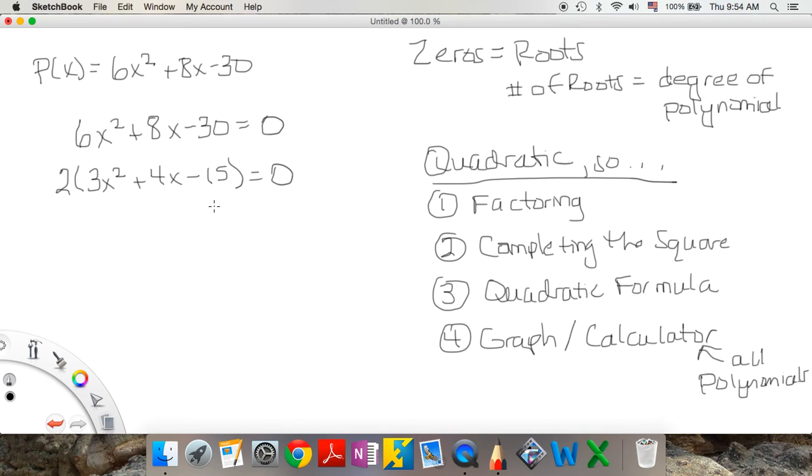So then we have to say, does this factor? Hopefully you're pretty proficient at factoring at this point. You really need to be. If you're having trouble with factoring still, you need to practice, practice, practice. That's the best way to do it.